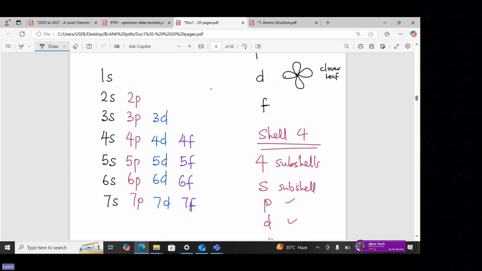4. Now, can you name them? We have the S subshell, P subshell, D, and F. 4 subshells. Now, how many orbitals are in shell number 4?